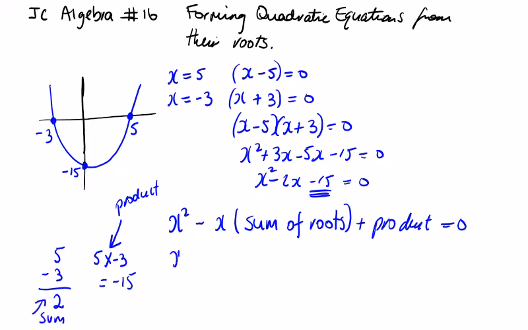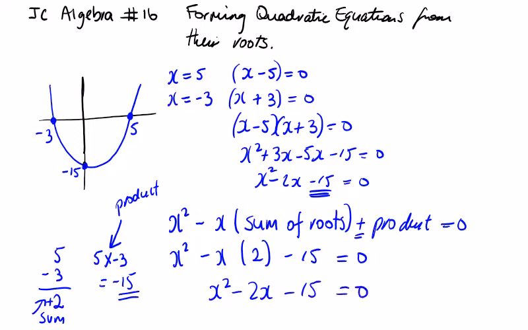So we fill this in, we get x squared minus x times, now if it's a minus sum, it'll become a plus, and if it's a plus sum, which we have here, we have a plus 2, so it's minus x times 2. I'll just write it like this for now, and then plus the product. Well, we can see the product is actually a minus, so we have minus 15 equals 0. So we get x squared minus 2x minus 15 is equal to 0, same as what we got up here. So you can choose either method to do this question.